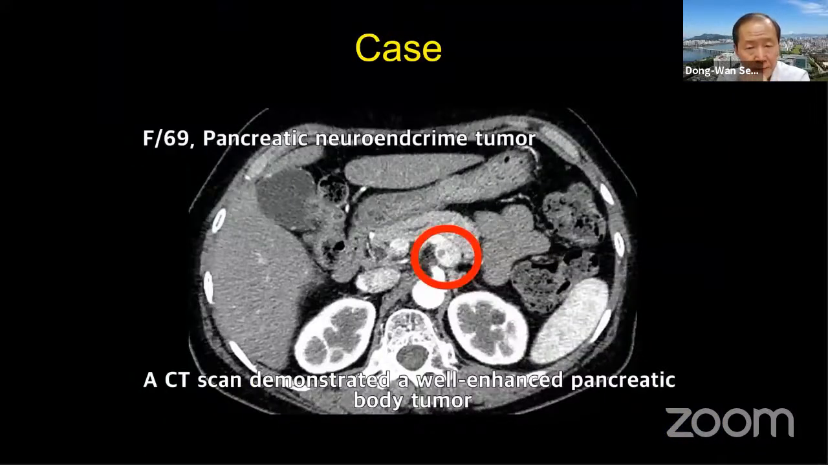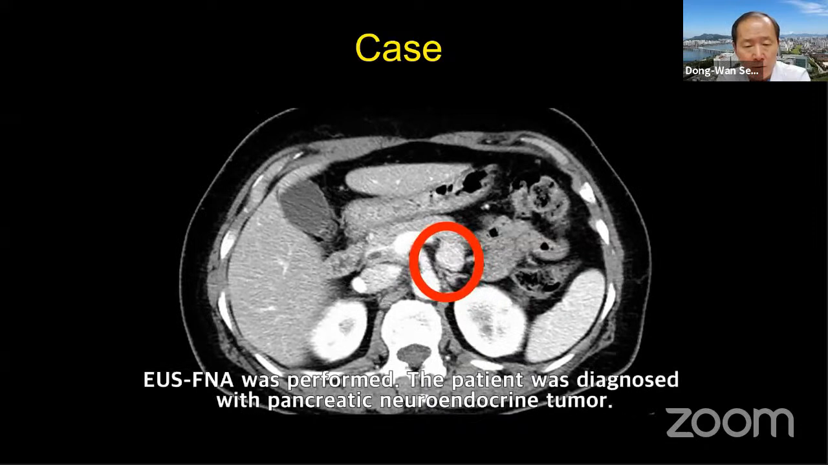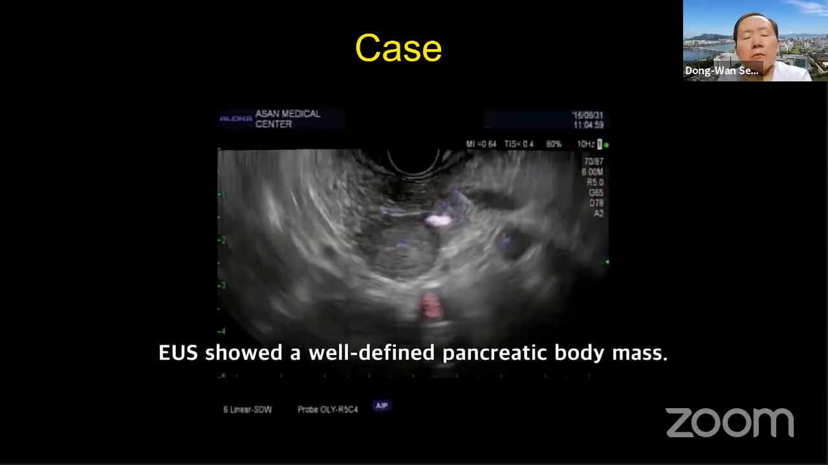This is another case, a 69-year-old female showing an enhancing nodule in the body of the pancreas. Initially we did follow-up. 4 years later, the tumor showed size increase. So we did EUS-FNA, and it was confirmed as pancreatic neuroendocrine tumor. The patient refused surgery, but was anxious about the size increase. So we decided to do EUS-guided RFA.